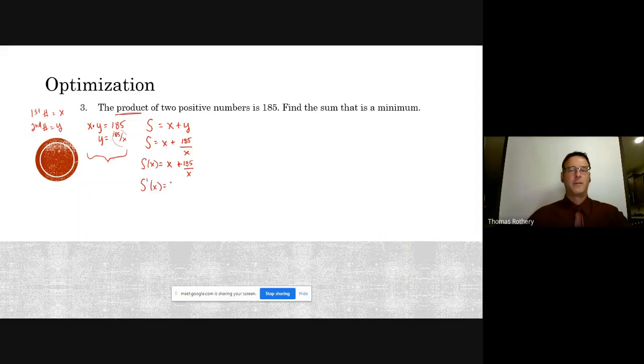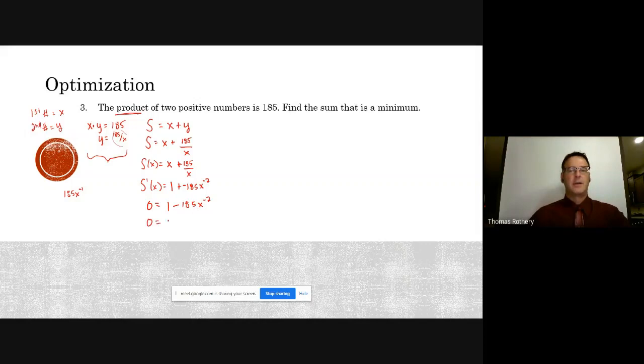Derivative of x is 1. Now, think about this. This is really 185x to the negative 1. And if I move the negative 1 to the outside, that now becomes negative 185x to the negative 2 once you derive it. And if I set this equal to 0, I get this.